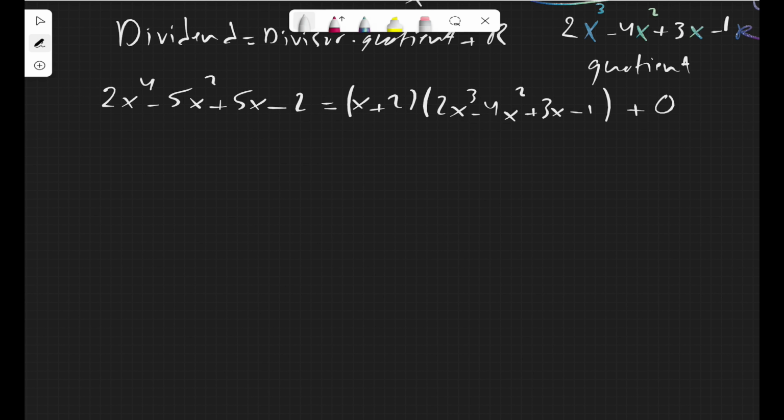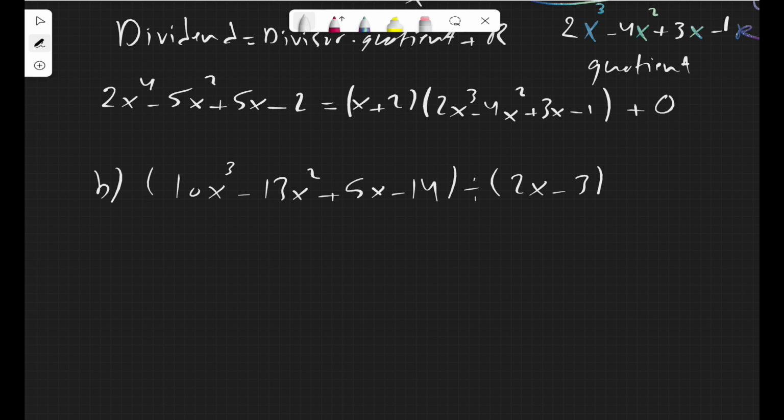I need your attention for the next one. Also using synthetic division, 10x to the power 3 minus 13x to the power of 2 plus 5x minus 14, to be divided by 2x minus 3.